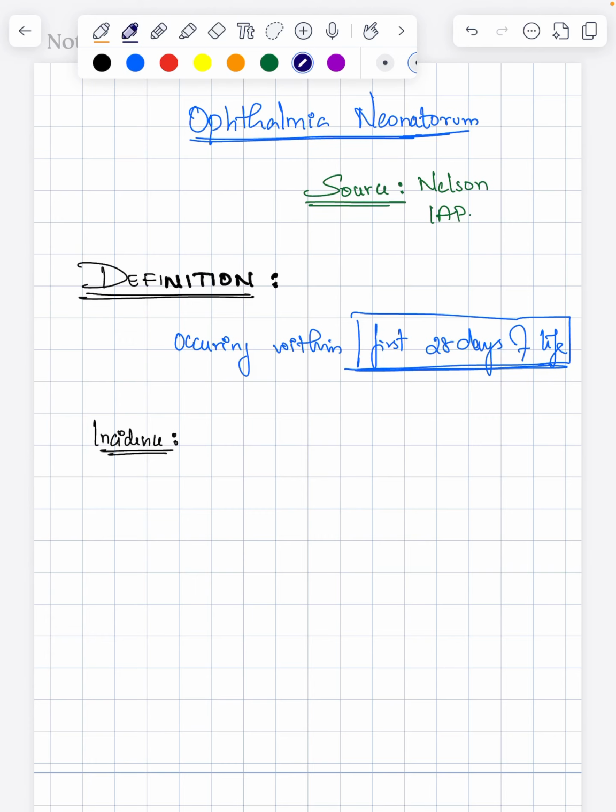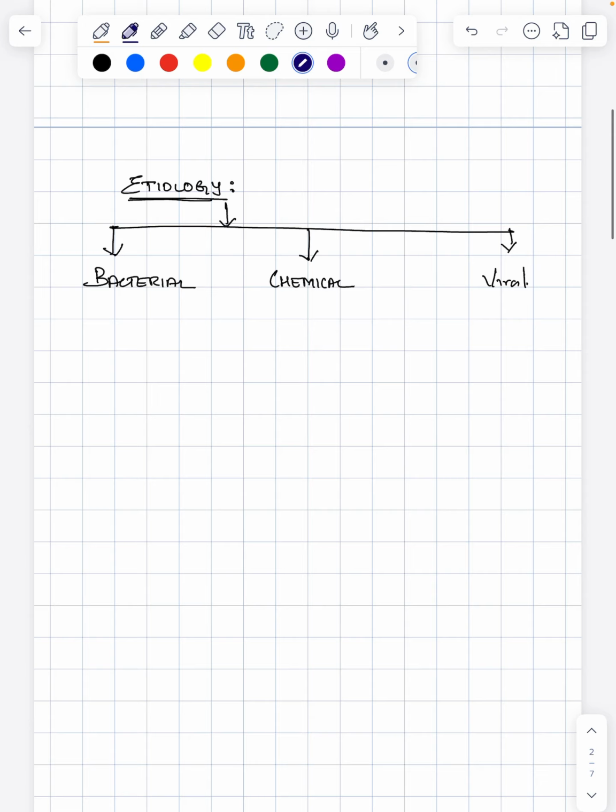What is the incidence of ophthalmia neonatorum in India? In India, the prevalence is between 0.5 to 33%. Next, going on to the etiology, what are the causes?